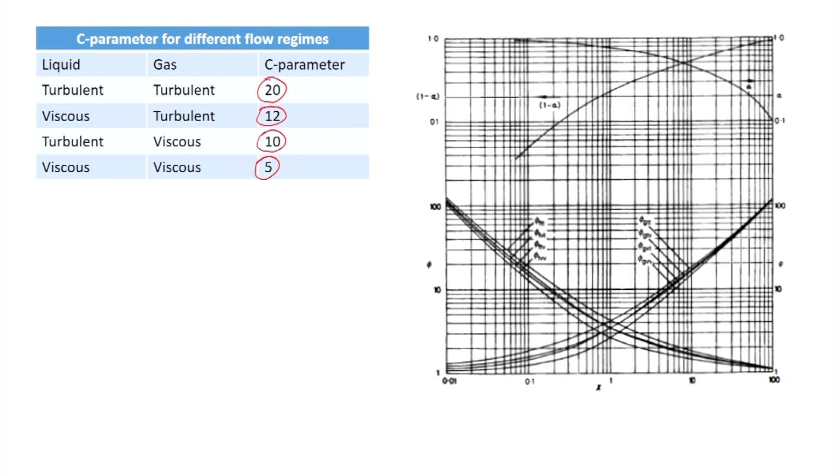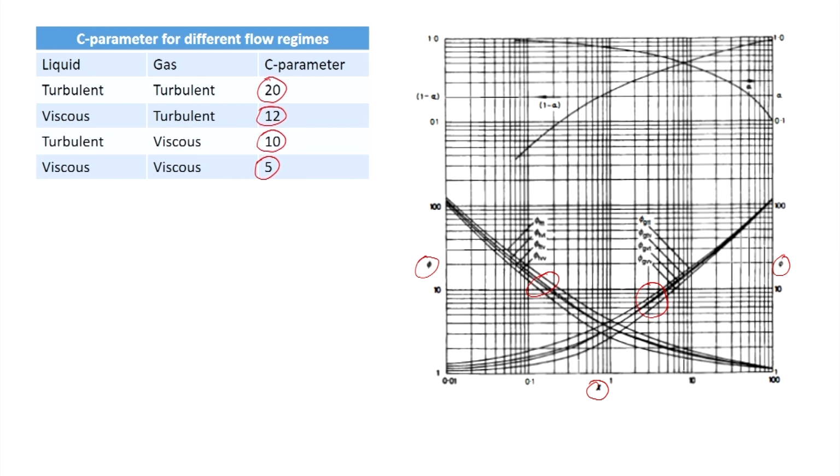The original graphs given by Lockhart and Martinelli are shown here. The frictional multipliers phi are plotted as functions of Martinelli parameter capital X. Here also it is phi. Both scales are logarithmic here. So, for the four flow regimes, we have different graphs. Four different graphs for four flow regimes, and here also we have four graphs for phi_g for the four flow regimes. So, from these graphs, for any of these four flow regimes, we can find phi_f or phi_g.